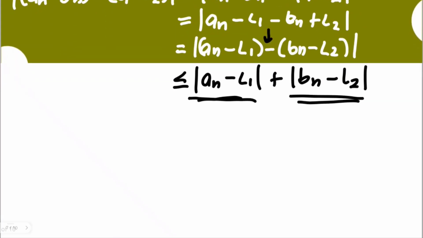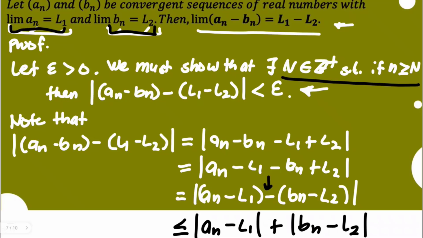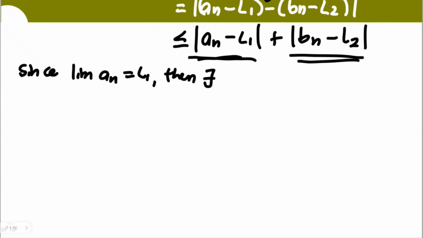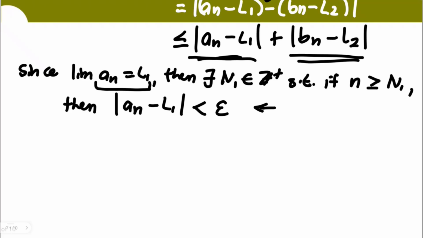Okay, so since the limit of a sub n is equal to L sub 1, as declared earlier in our statement, we can look into this form similarly, but we cannot use capital letter N, because it's for general. Let's just use there exists n sub 1, which is an integer, such that if n is greater than n sub 1, then we can now write the absolute value of a sub n minus L sub 1 is less than epsilon as well. Okay, so we can look into this using the definition.